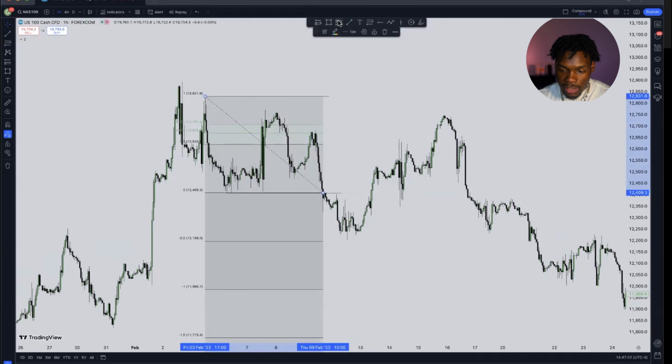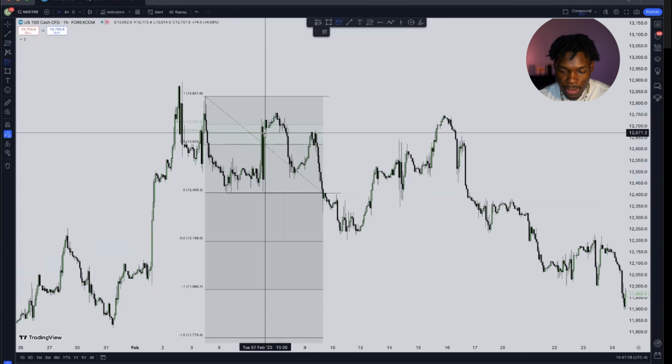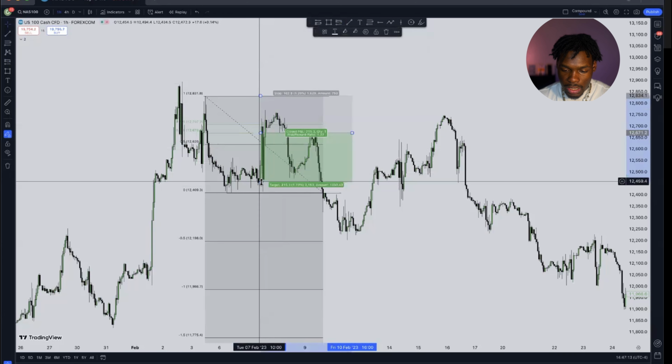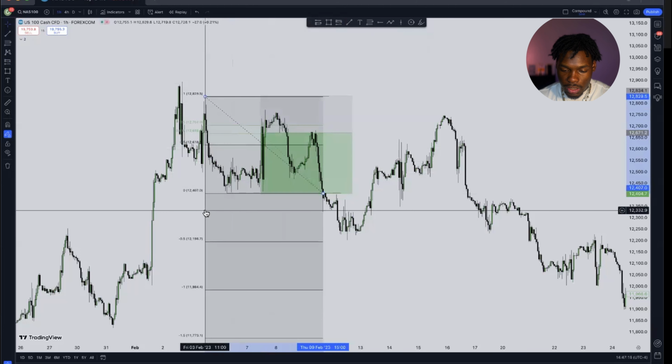What we do is just place a nice entry on this level. Let's say we wanted to enter there. Simple. We don't always have a perfect entry. And then we just target this clean liquidity rested down here.